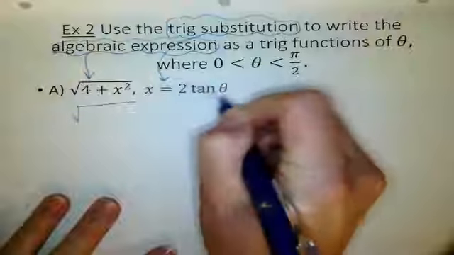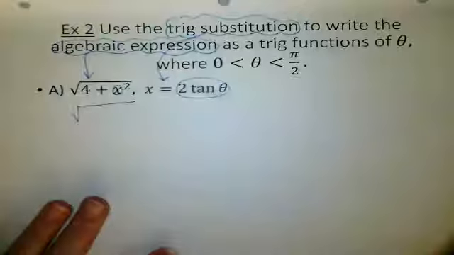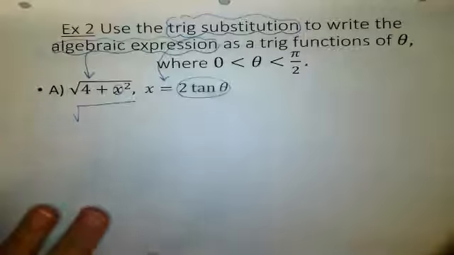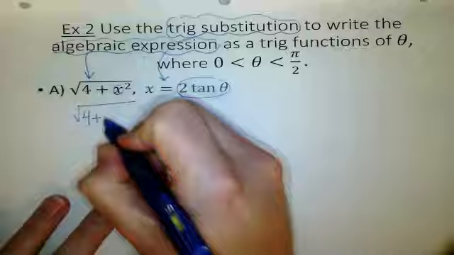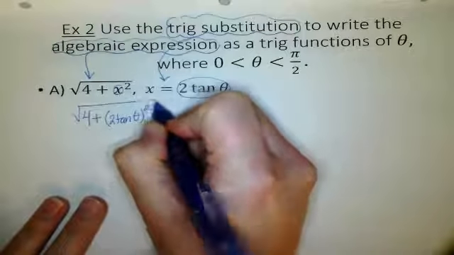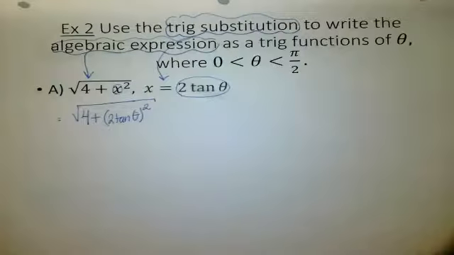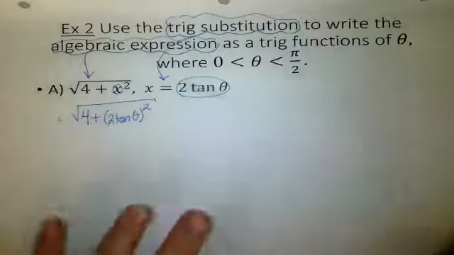We are going to take 2 tangent of theta and replace our x with it because they're equivalent. So 4 plus 2 tangent of theta, and then we're squaring that. Also, just to do the square root, maybe 2 plus x, we can't take a square root because it's not an equation, so we can't square root both sides. Does that kind of make sense? We have to maintain our algebraic integrity.